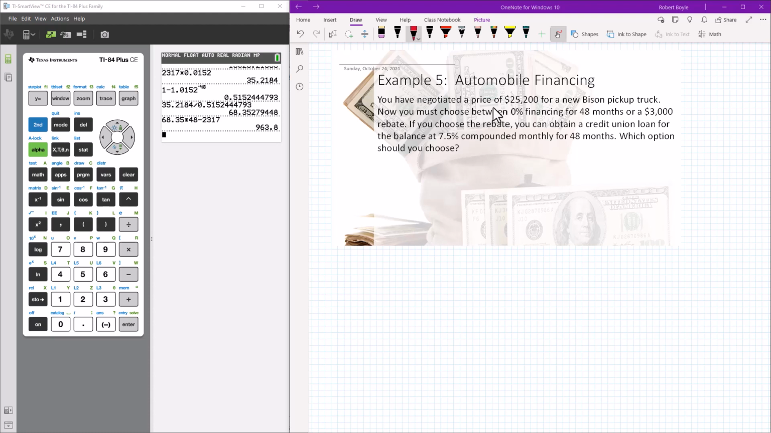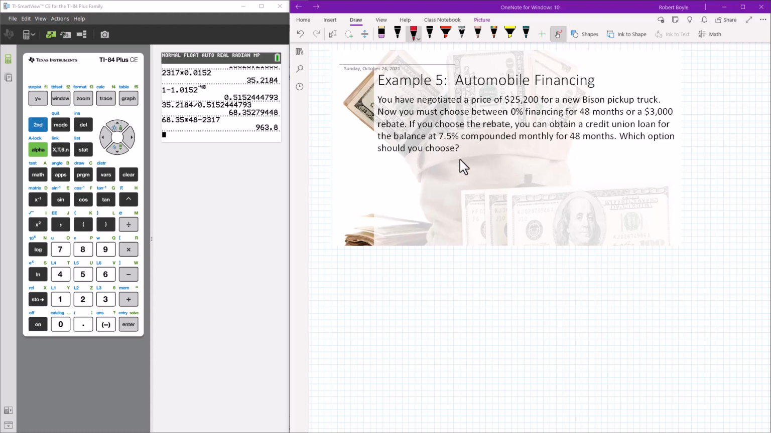You have negotiated a price of $25,200 for a new Bison pickup truck. Now, you must choose between 0% financing for 48 months or a $3,000 rebate. If you choose the rebate, then you qualify for a credit union loan at 7.5% compounded monthly for 48 months. Which option should you choose?